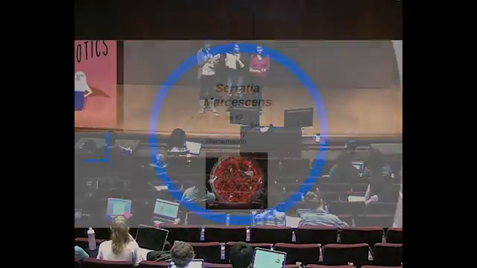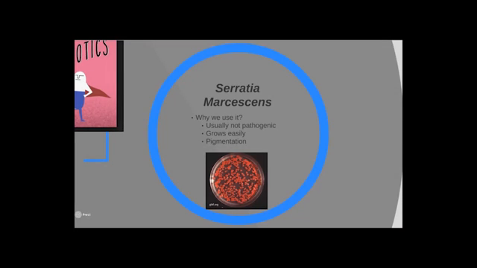So, why do we use Serratia marcescens in our lab? Well, first of all, it's usually not pathogenic, so it's not likely to harm you. Also, it is easy to grow, and some bacteria have a really bright red pigmentation, which makes them easy to see and count and analyze.